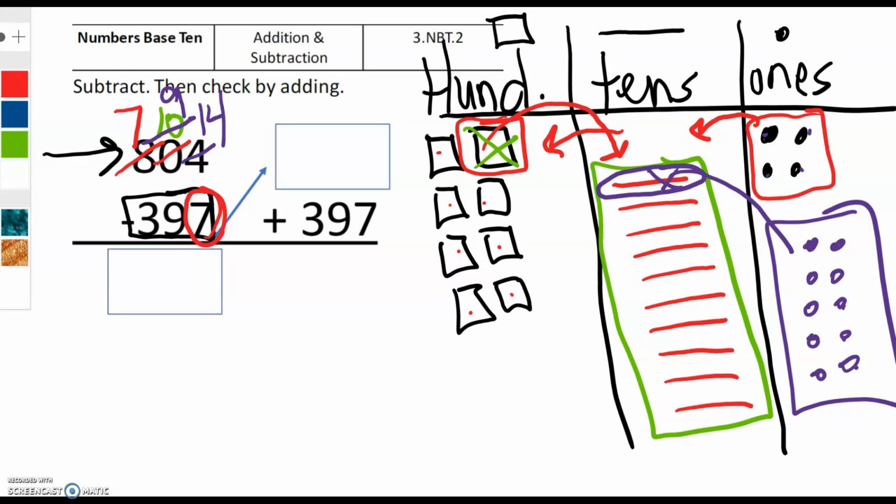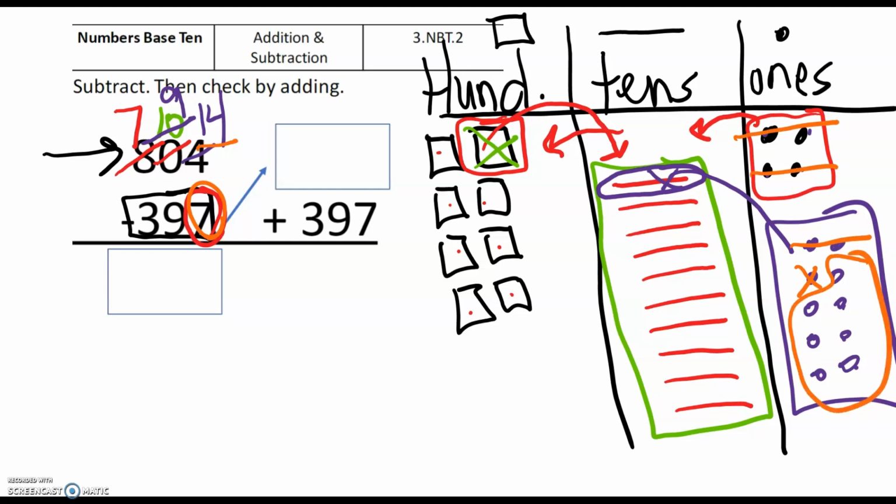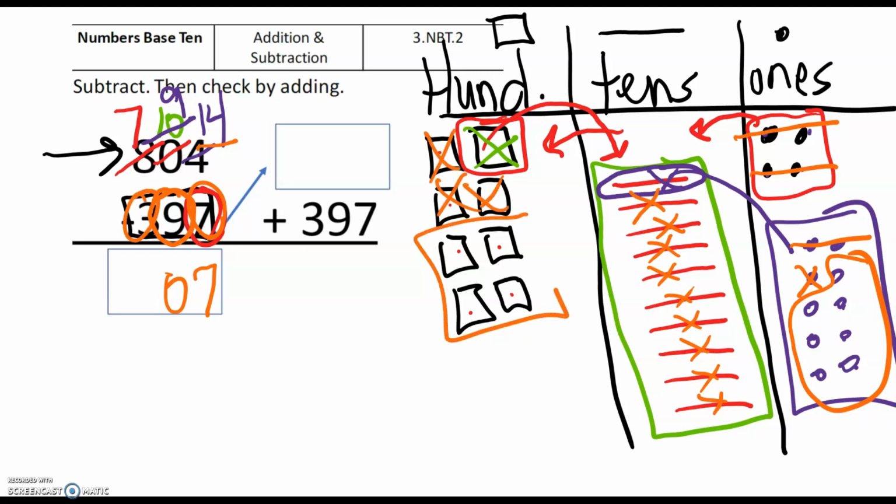I can take away 7 ones from the 14 ones: 2, 4, 6, there's my 7, and that leaves me 7 ones left because 14 minus 7 is 7. I can take away my 9 tens: 1, 2, 3, 4, 5, 6, 7, 8, 9. I have none left. And last, I can take away my 300s. And that leaves me 407.